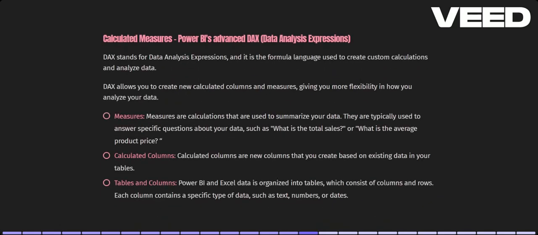The next thing is calculated measures, as we have seen in the previous slides: three things, data cleaning, then modeling, and then calculated measures. Why go for calculated measures? To create custom calculations and analyze data. Custom calculations such as calculated columns and calculated measures are more flexible for analyzing your data. Measures are used to summarize your data, for example to answer specific questions like how many total sales we have, so summing the total sales. To answer such questions, we go for measures.